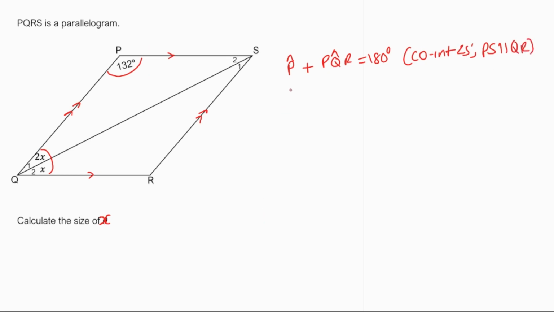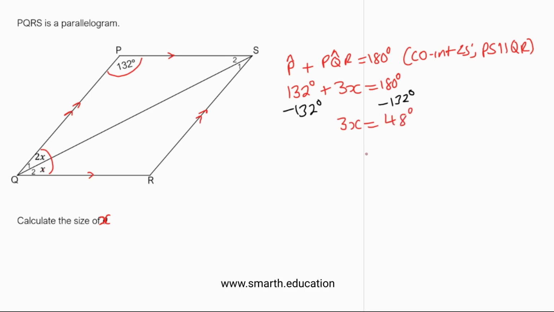Right? P is 132, so it's 132 degrees plus 2x plus x. Angle PQR is 2x plus x, meaning that 3x is equal to 180 degrees. And then we subtract 132 from both sides of the equation. What do we get? We get that 3x is equal to 48 degrees. We divide both sides of the equation by 3. x is equal to 16 degrees.